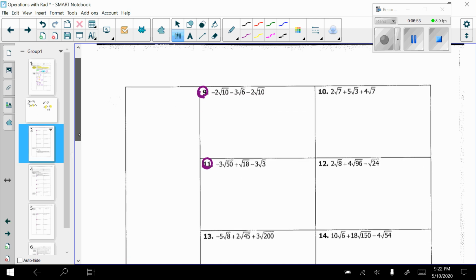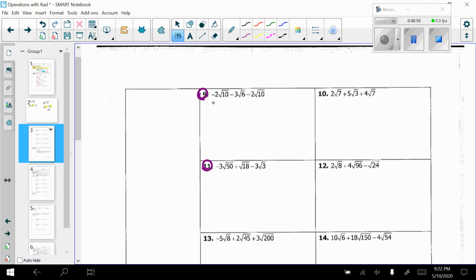On the second page, you may have 3 different terms. You see that you have this term with a radical 10 and this term with a radical 10. But then this term is radical 6. So you can take care of combining -2 minus 2 to get -4 radical 10, leaving the subtracting 3 radical 6. Can any perfect square reduce 10 or 6? No, so this would just be your answer.